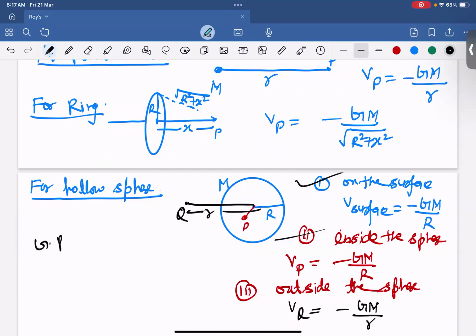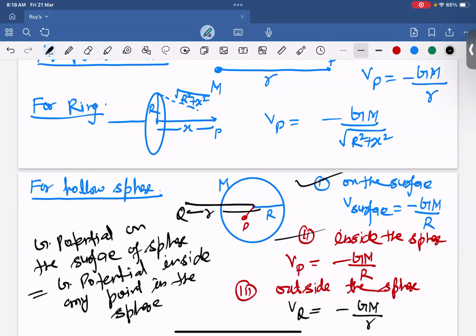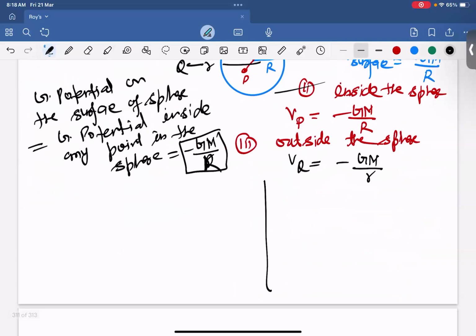That means the gravitational potential on the surface of the sphere is equal to the gravitational potential at any point inside the sphere, and both formulas give minus GM by capital R. Understood?